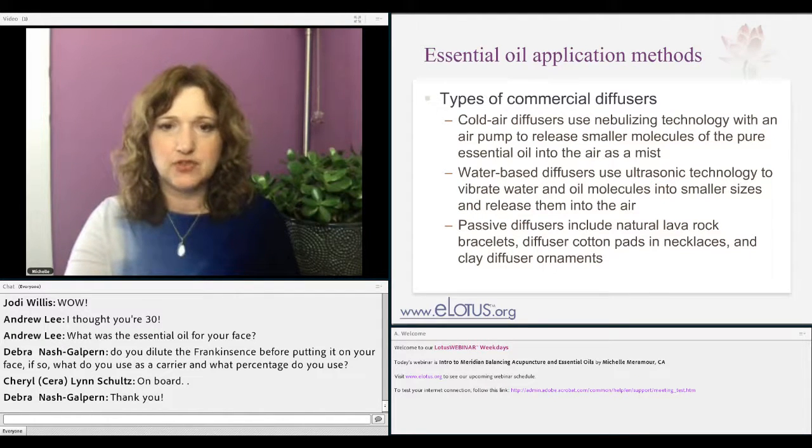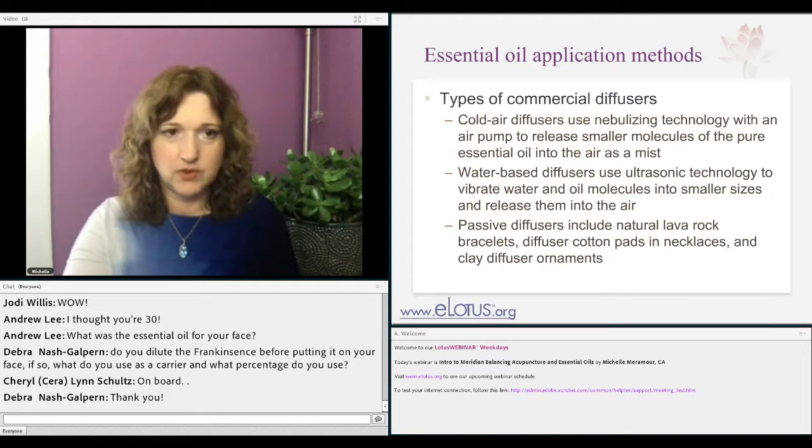And then the passive diffusers include the natural lava rock bracelets that a lot of people wear. You can also get diffuser cotton pads, diffuser necklaces, and clay diffuser ornaments. The clay diffusers that you put on top of a light bulb, I don't really recommend that because the oil gets too hot and it loses its therapeutic nature. But a lot of the kids really like these lava rocks, and adults actually. If you're working with children, this is a great way to have them use their oils when they're going to school.